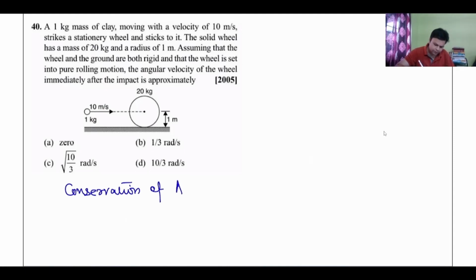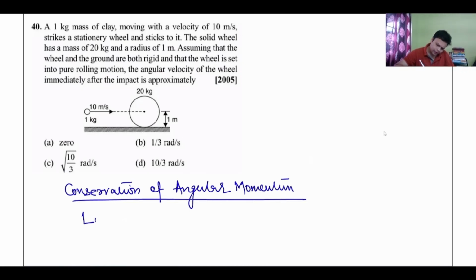Conservation of angular momentum. L initial is equal to L final. What is L initial? So about which point? Angular momentum is always found about a point, so you have to fix the point. About which point will we find the angular momentum?